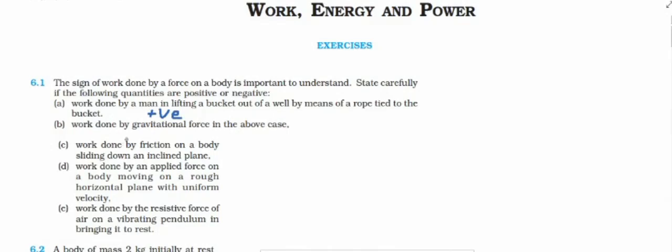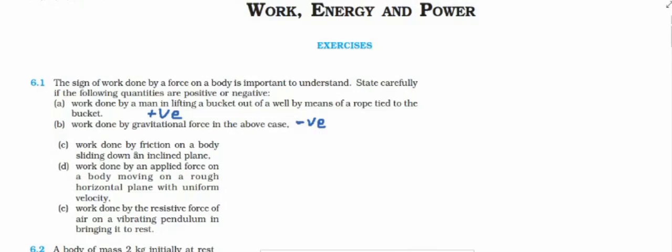Then second case, work done by gravitational force in this case. When the bucket moves upward, gravitational force is downward. As force and displacement are in opposite directions, work done by gravitational force is negative.